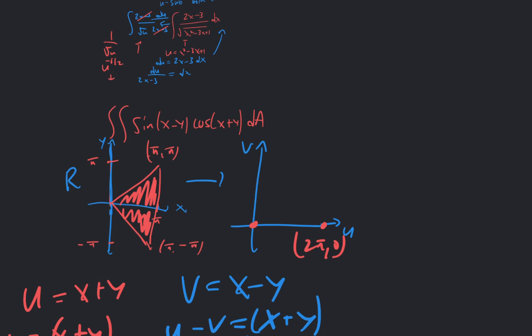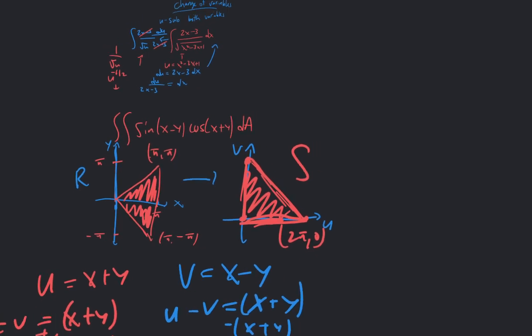And then for our third point, we have pi, negative pi. So u is x plus y, so pi plus pi. Pi plus negative pi is going to be 0, and then pi minus negative pi is 2 pi. So we have these 3 points, and then it's going to be bounded by this line, because we want to connect all the points. And then we're going to call this region S, bounded by this region.